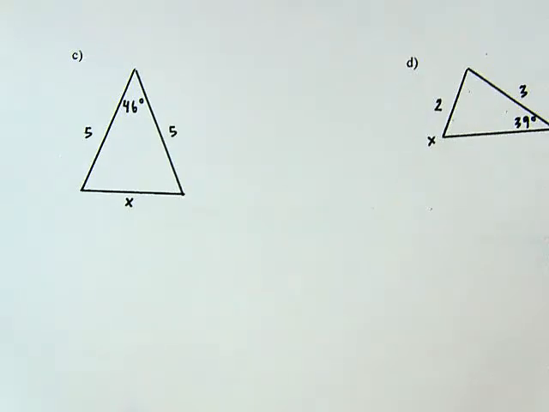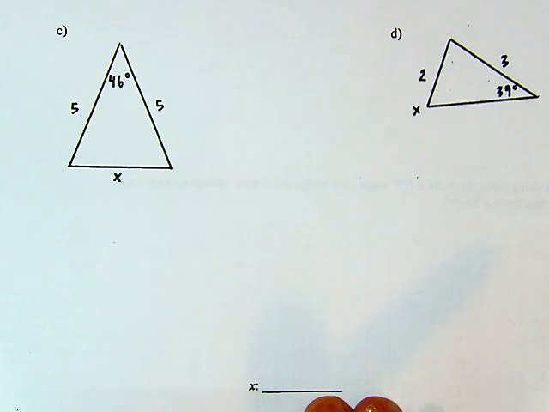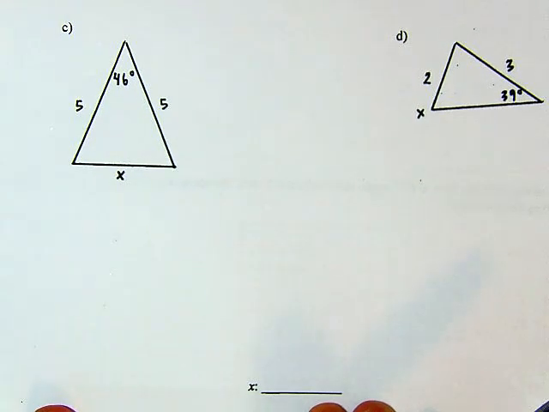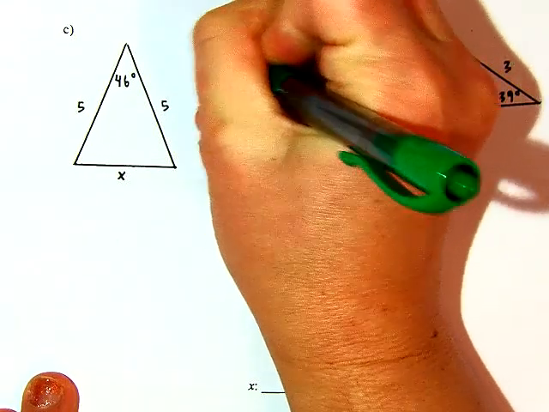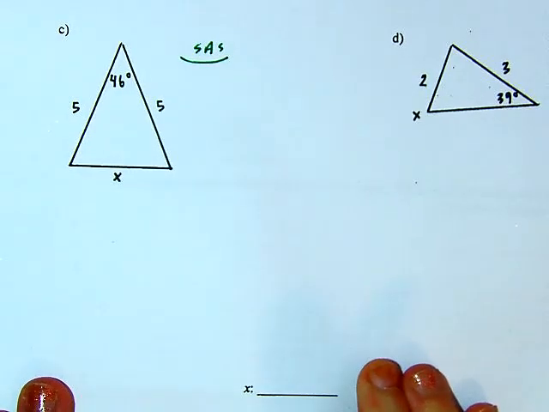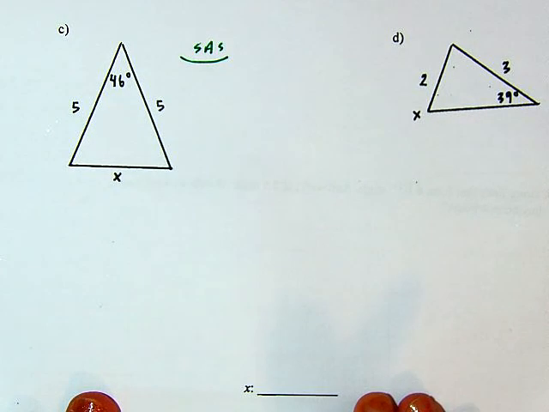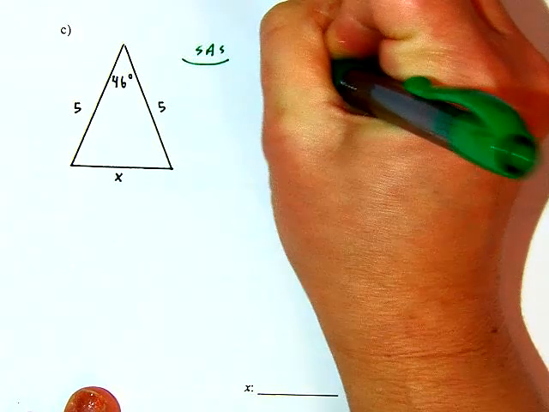Okay, let's look at C next. All right, so looking at C, what's marked? I can see that I have 2 sides marked, and I do have the included angle. So I'm given side, angle, side. Since I don't have an angle with an opposite side, I have to use the law of cosines.